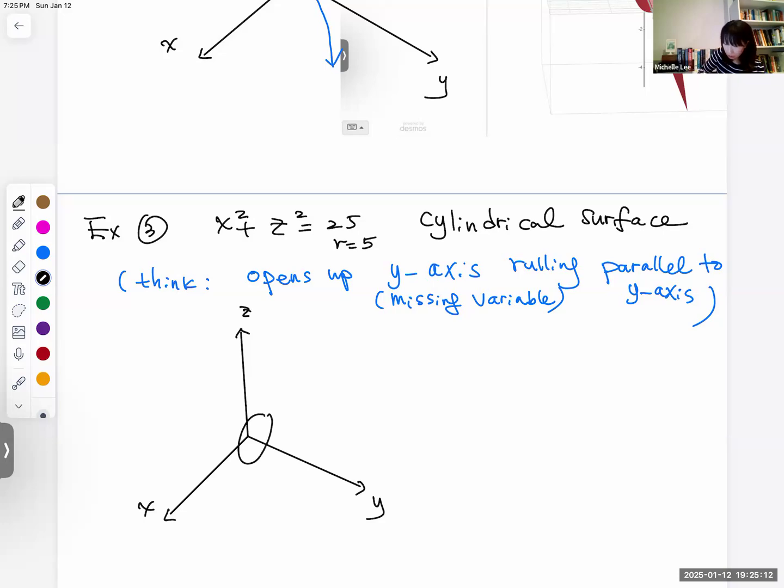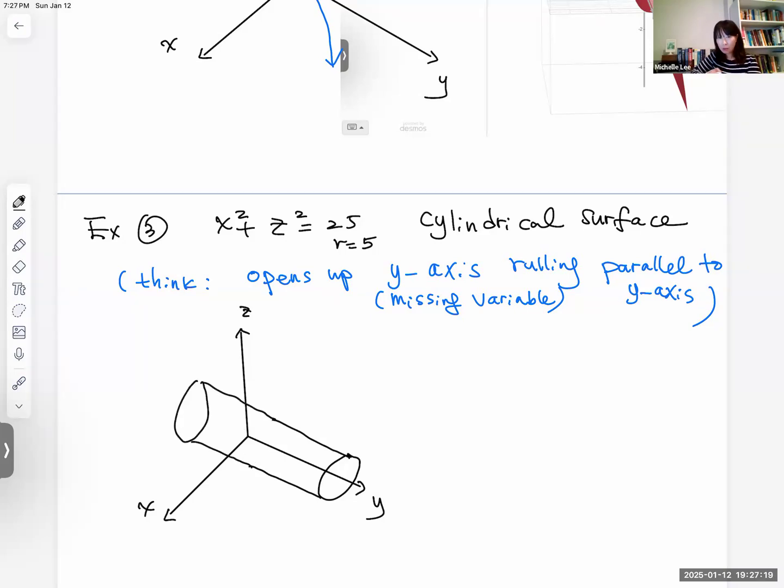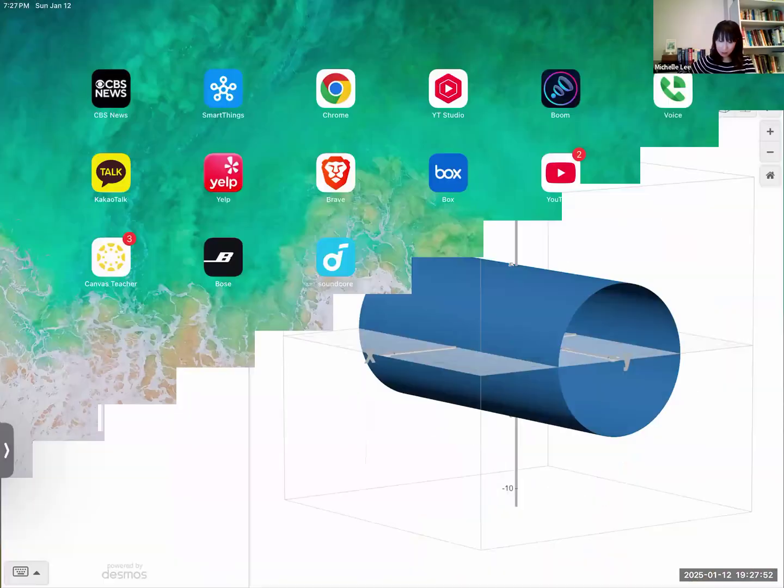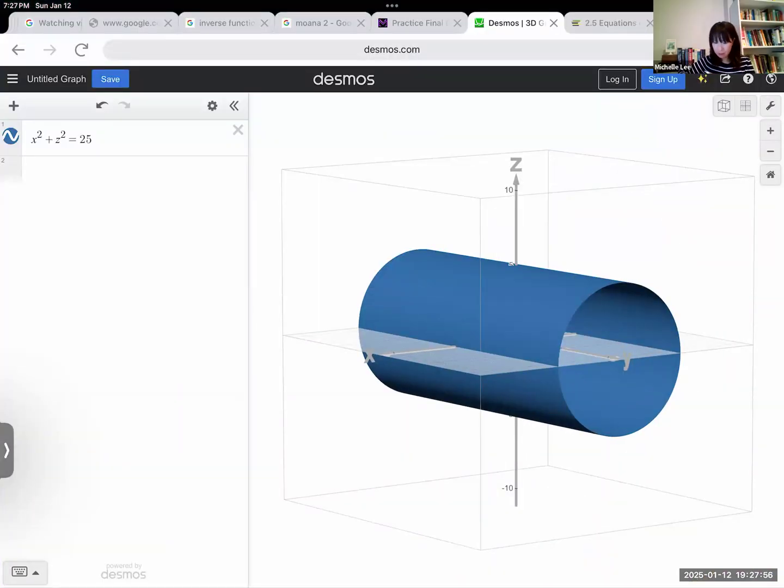Let's just open the, okay, so I draw this way, and then ruling parallel to the y-axis. Okay. So I have a better picture, because I'm not good at drawing. Look, x squared plus z squared equal to 25. Very nice, yeah?